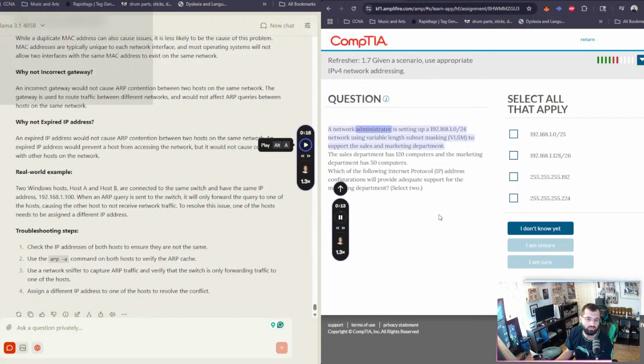A network administrator is setting up a 192.168.1.0 network using variable length subnet masking, VLSM, to support the sales and marketing department. The sales department has 120 computers, and the marketing department has 50 computers. Which of the following Internet Protocol, IP, address configurations will provide adequate support for the marketing department? Select 2.